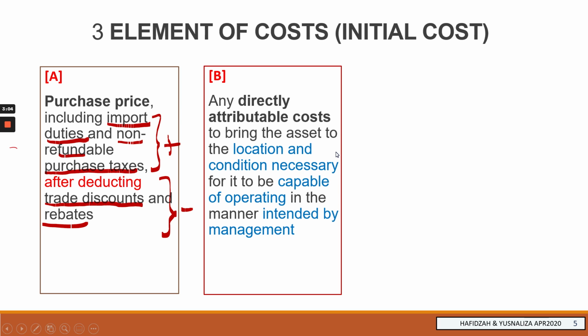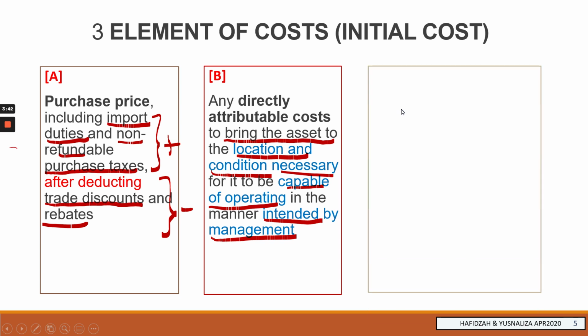The second one is the directly attributable cost. This is any cost incurred to bring the asset to the location and condition necessary for the asset to be capable of operating in the manner intended by the management. When the company bought the asset, the intention is for it to be used, for example for delivery, if a van is being purchased. So it should be prepared for the intended use, which is normally determined by the management, by the company itself.